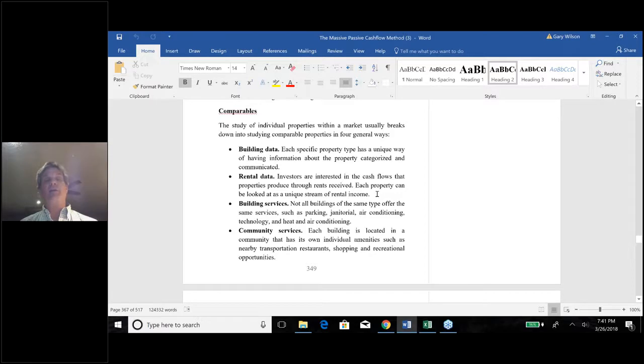What are the units being rented for? Okay. What is being offered in the buildings? Do we offer off-street parking? Do we offer storage? Do we offer laundry? A security system, 24-hour management? What about things that may not be necessary in some areas, like heating and air conditioning?